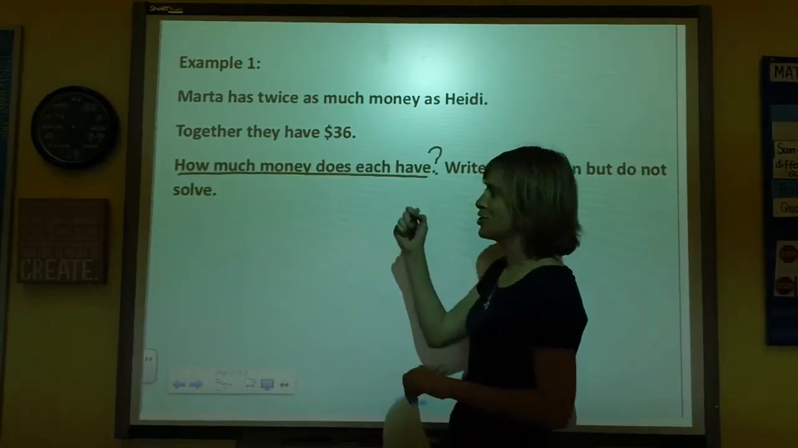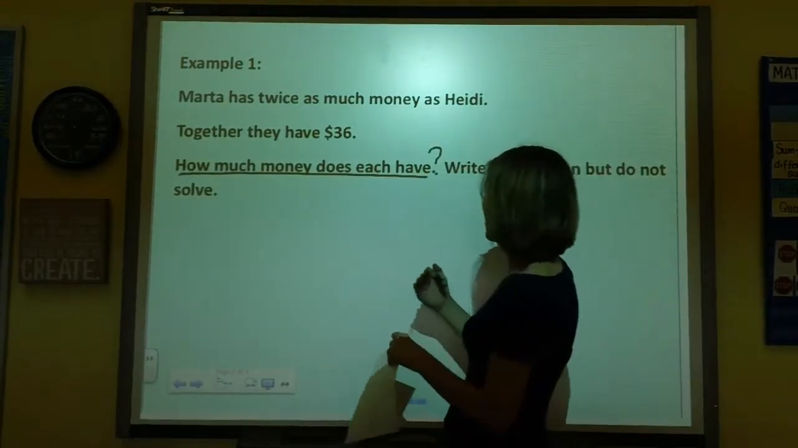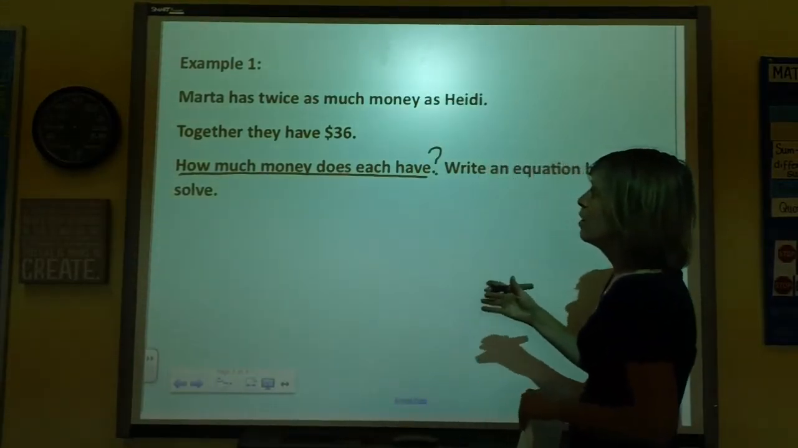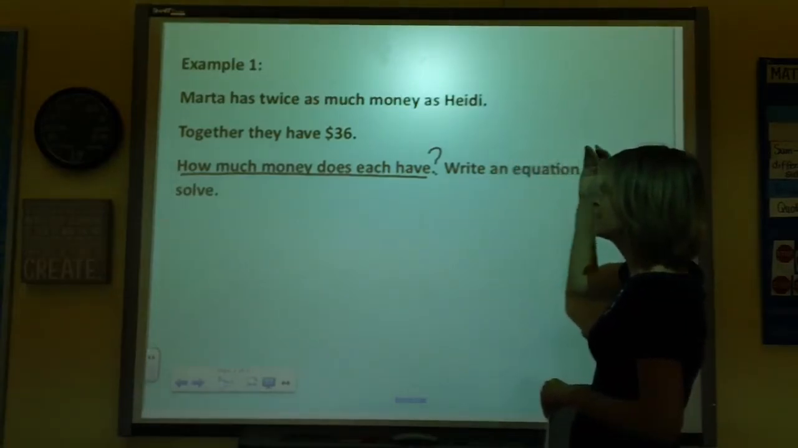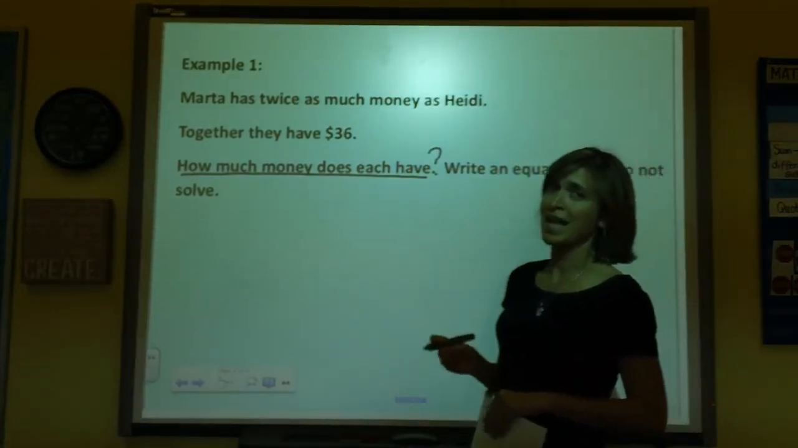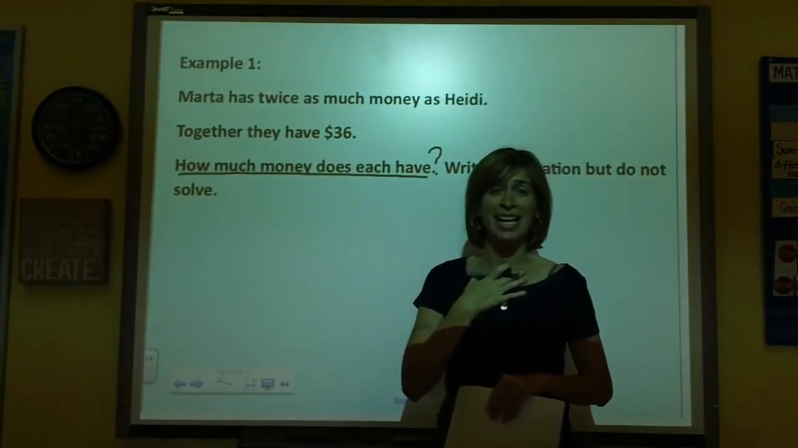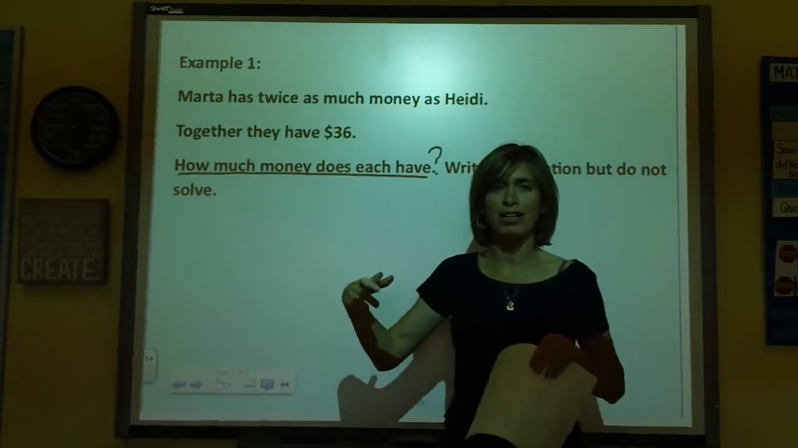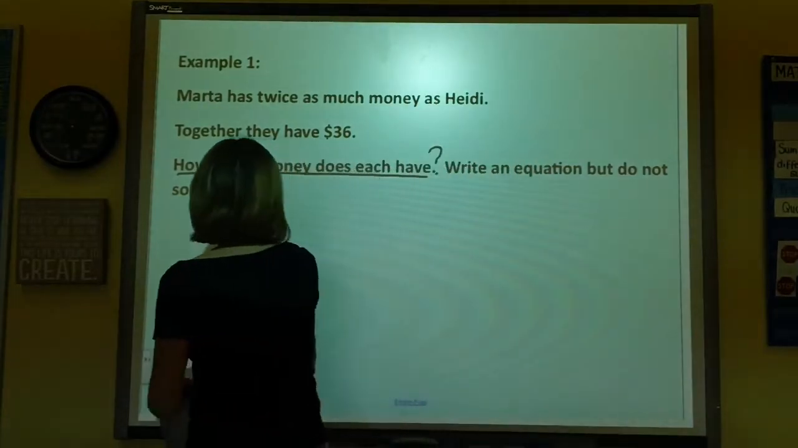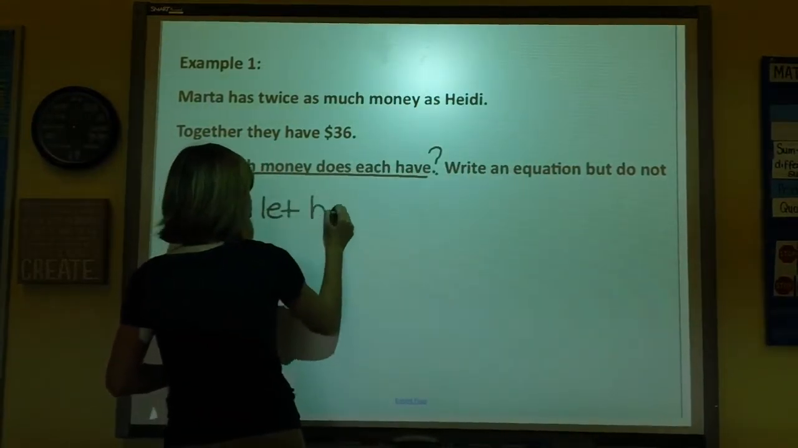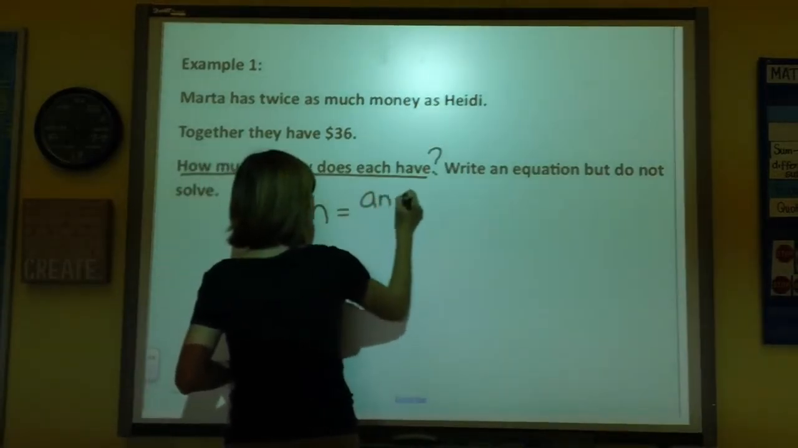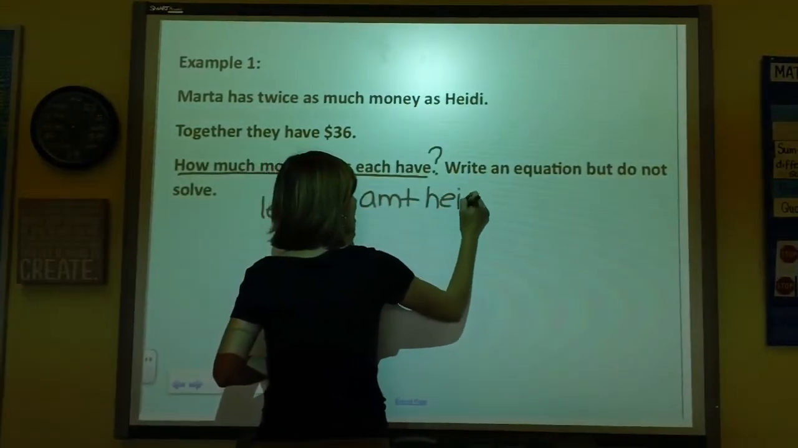All right, but I've got two people. I've got Marta and I've got Heidi. So in looking at it, Marta has twice as much money as Heidi. So Heidi has less. So I'm going to write my variable based on the amount Heidi has. I'm going to write a let statement. So I'm going to let H equal the amount Heidi has.